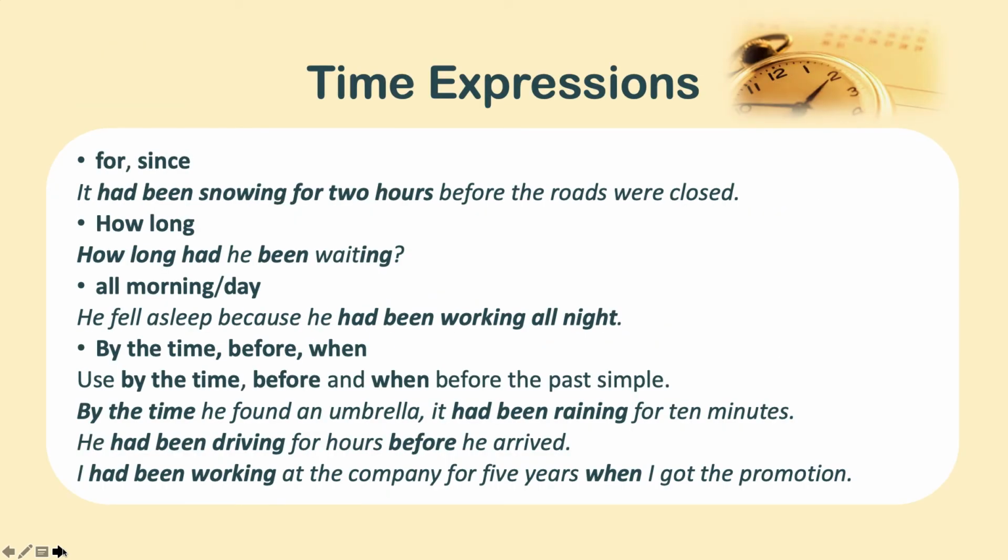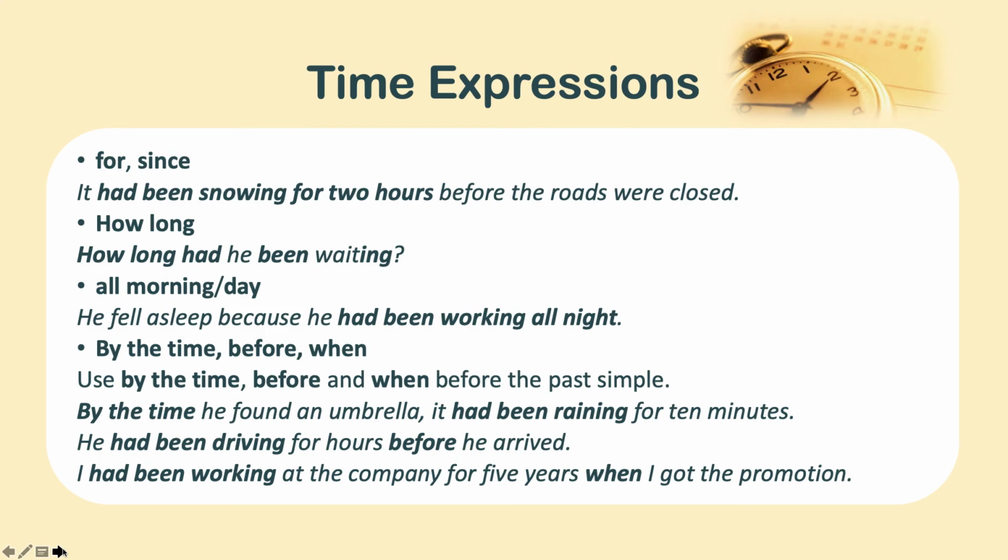Finally, let's look at the time expressions that are often used with the past perfect continuous. We use for and since. It had been snowing for 2 hours before the roads were closed. We use how long to emphasize the duration. How long had he been waiting? Again, we emphasize the duration by using expressions such as all morning, all day, all night. For example, he fell asleep because he had been working all night.